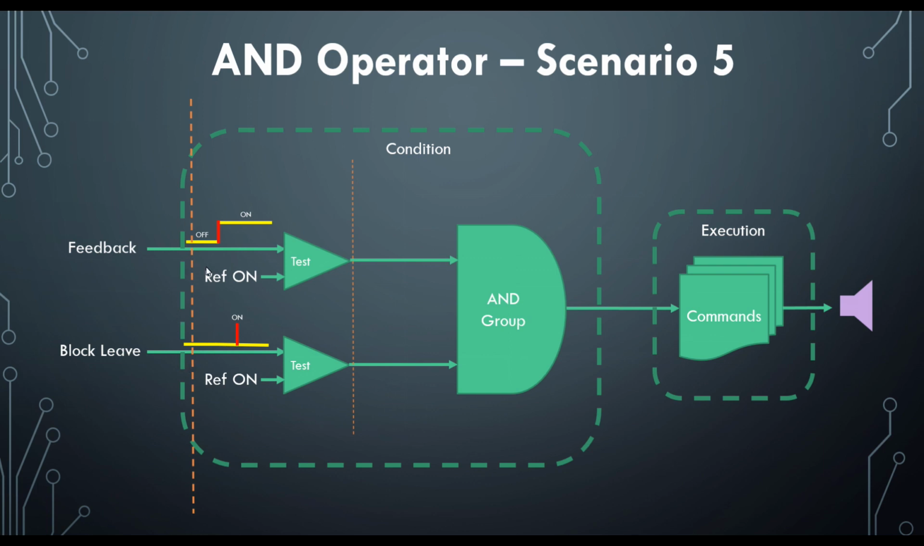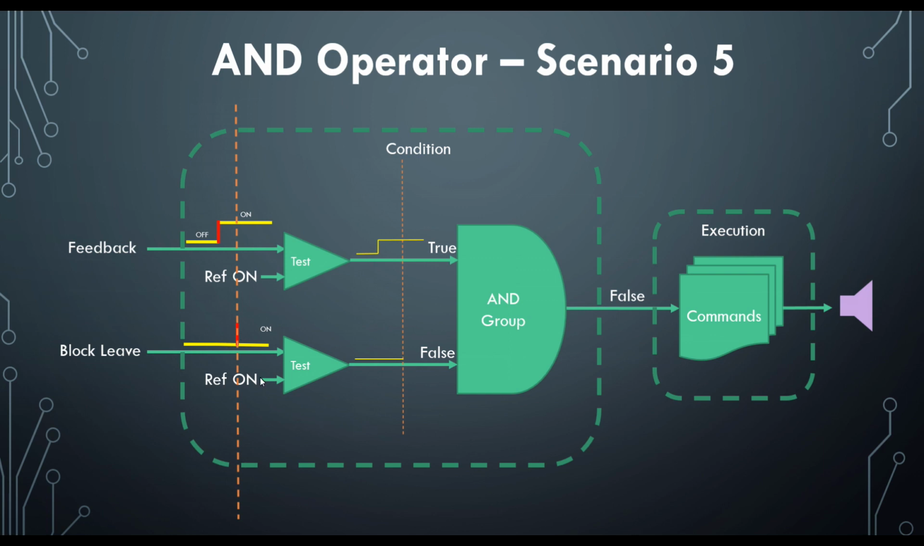The initial states are both in their off states, so these will both be false. We then move the timeline on. The feedback turns on first here at this point, so this will become true. This is still false. True and a false is a false. We move the timeline on and we get to the block leave event where it turns on. It is brief, but it's enough for iTrain to be able to detect.